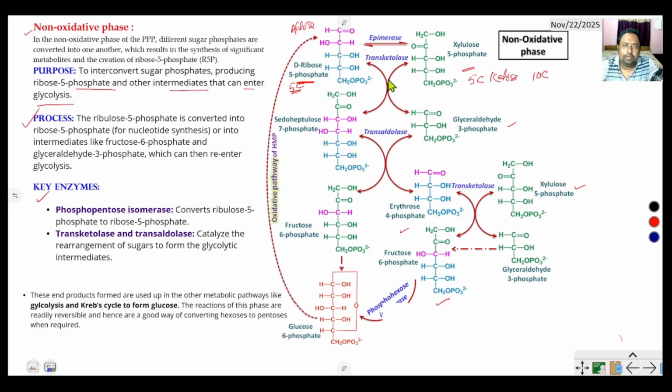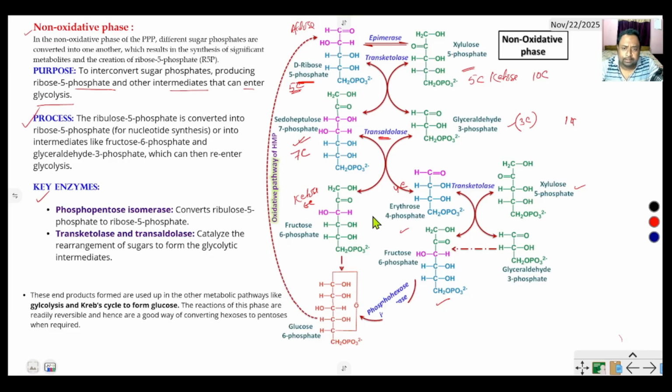This 10 carbon is converted into sedoheptulose 7-phosphate. This is a ketose sugar that contains 7 carbon, and glyceraldehyde 3-phosphate, that is an aldose sugar, contains 3 carbon. So this total 10 carbon, again in the presence of a transaldolase enzyme, produces the ketose sugar fructose 6-phosphate, a ketose sugar that is 6 carbon containing, and 4-carbon containing erythrose 4-phosphate is an aldose sugar. In both reactions, ketose and aldose, both types of sugar are produced.